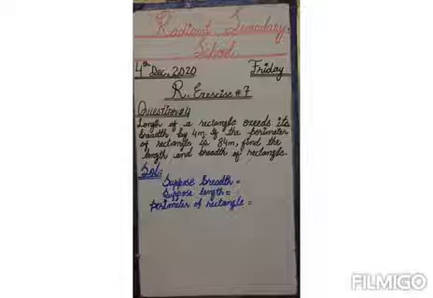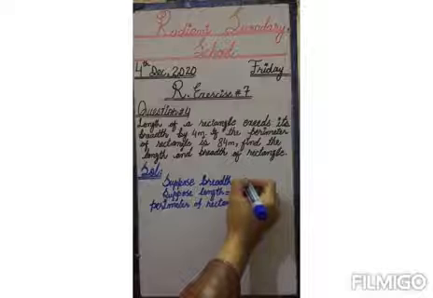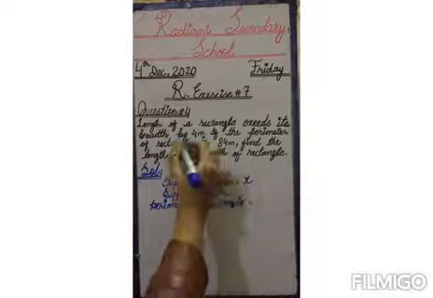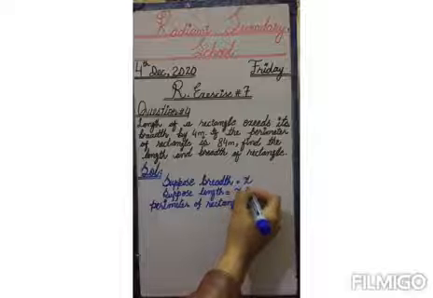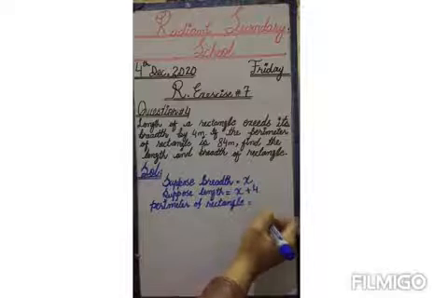Class, let's start question number 4 of review exercise 7. It says the length of a rectangle exceeds its breadth by 4 meters. If the perimeter of the rectangle is 84 meters, find the length and breadth of the rectangle. We have to suppose both breadth and length. So suppose that breadth is equal to x. Now according to the condition in the question, the length will exceed the breadth by 4 meters, so it will be equal to x plus 4.